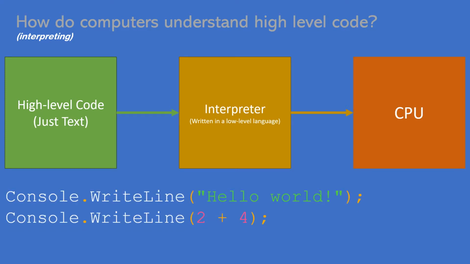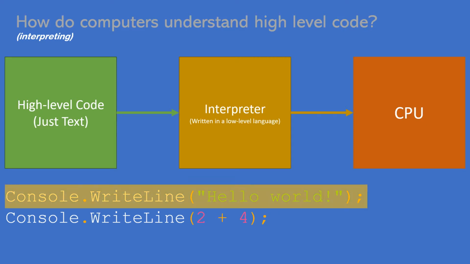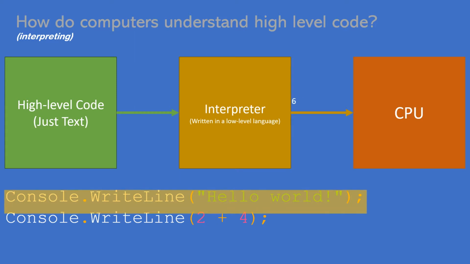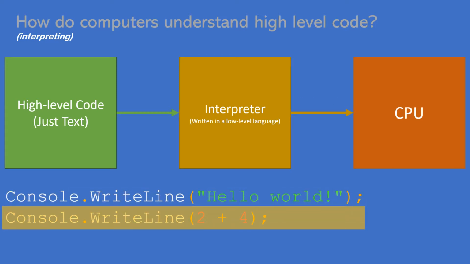So, if the code, or text, says to write hello world to the screen, the interpreter will see that, and then the interpreter will write hello world to the screen. If the next line said to write onto the screen what 2 plus 4 is, then the interpreter will take 2 and add 4 to it, and then write that on the screen. Hopefully you can see what's going on here.